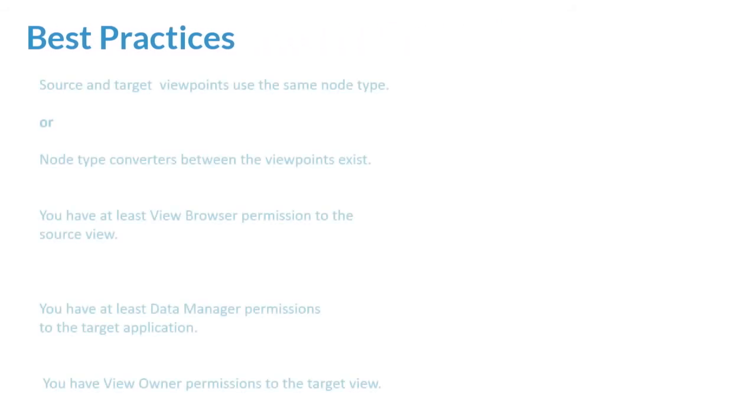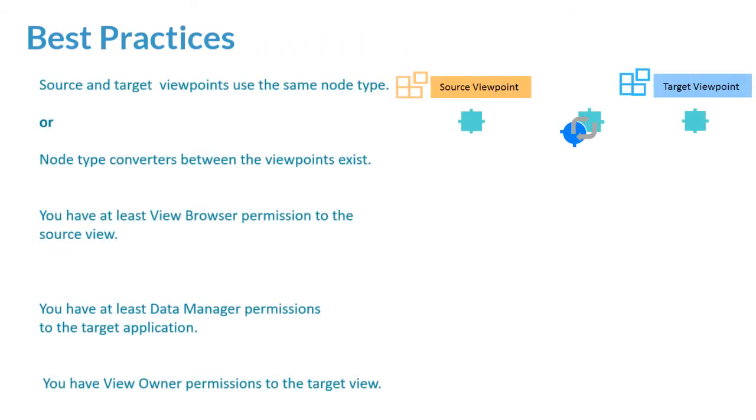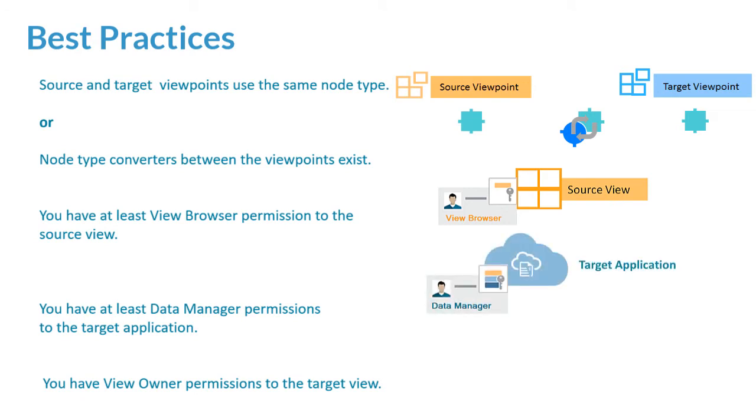Before defining subscriptions, check that the source and target viewpoints use the same node type or that node type converters between the source and targets have been defined. Then, ensure that you have at least view browser permissions to the source view, at least data manager permissions to the target application, and at least view owner permissions to the target view.